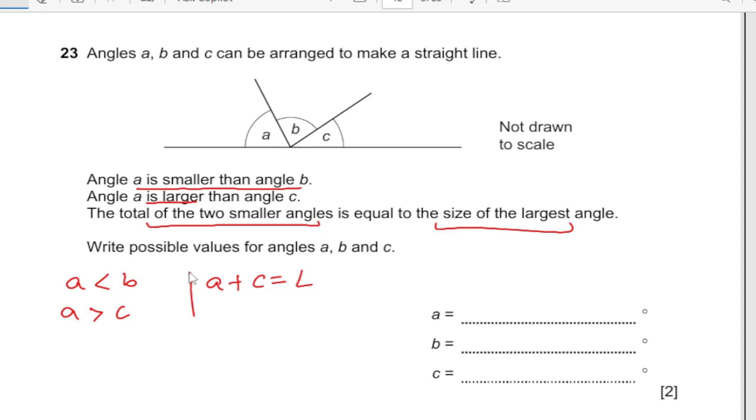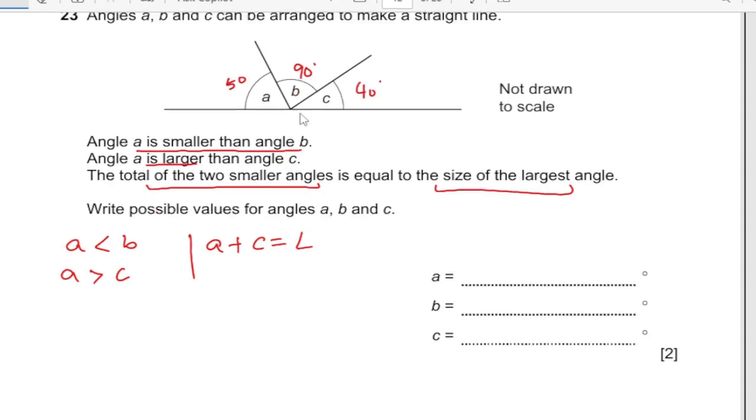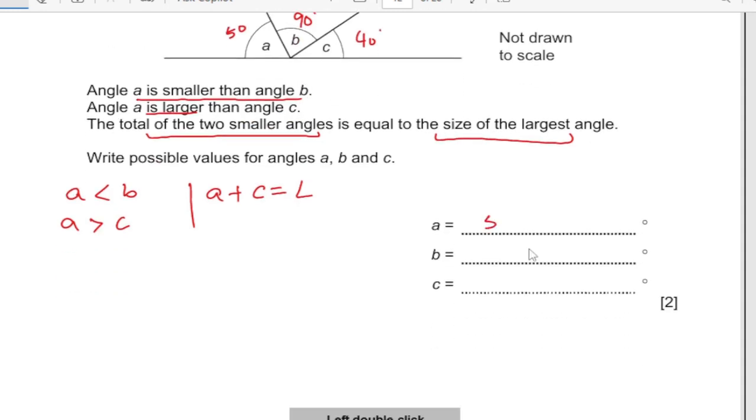So if I take the biggest angle, let's say I'm taking B as 90 degrees, the sum of these two should be 90. So one can be angle 50 and this can be 40, right? So we can write it down here. A can be 50. You can have another answer also, but the sum of these two angles, A plus C, should be equal to angle B. Okay.